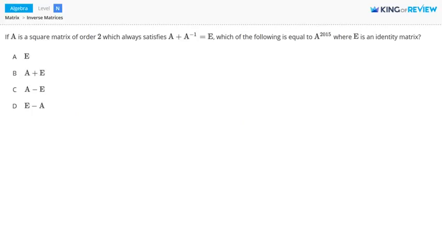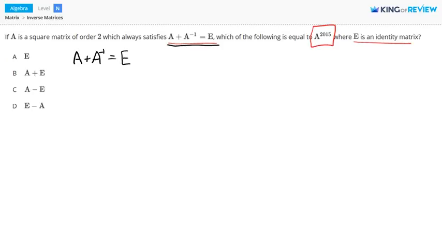If A is a square matrix of order 2, which always satisfies A plus A inverse equals E, which of the following is equal to A to the power of 2015, where E is an identity matrix? So let's start with this equation here. We have A plus A inverse equals the identity matrix E.